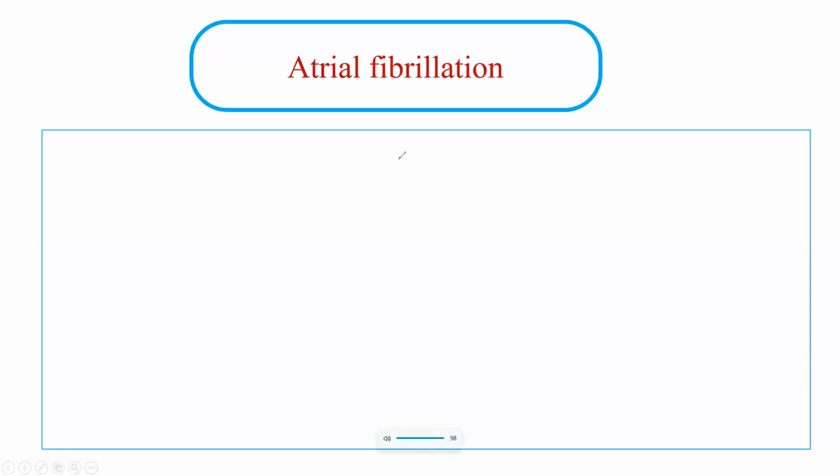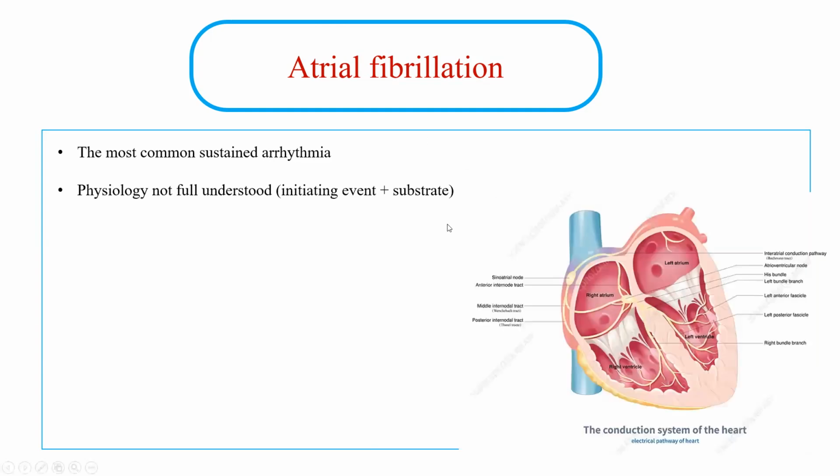Now, regarding atrial fibrillation, which is considered the most common sustained arrhythmia worldwide, it's characterized by disorganized atrial electrical activity that causes the atria to fire at a rate of 300 beats per minute, and these electrical discharges will be delivered to the ventricles by the AV node. So this is generally speaking.